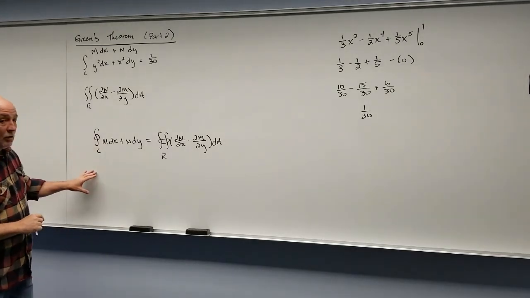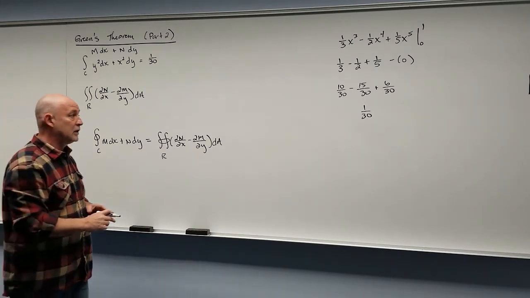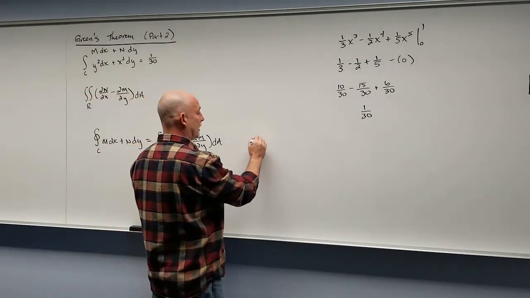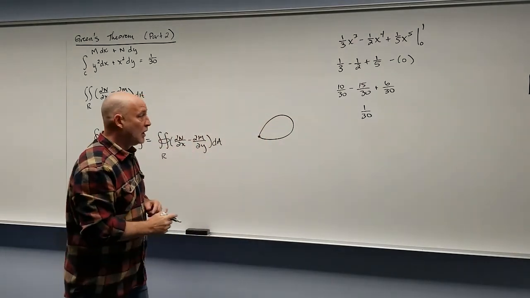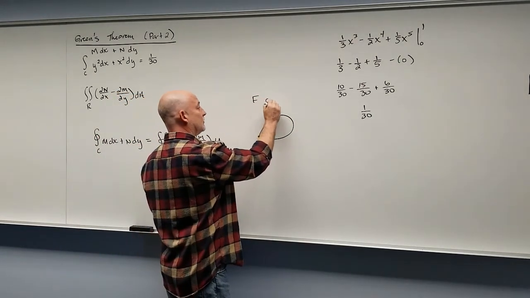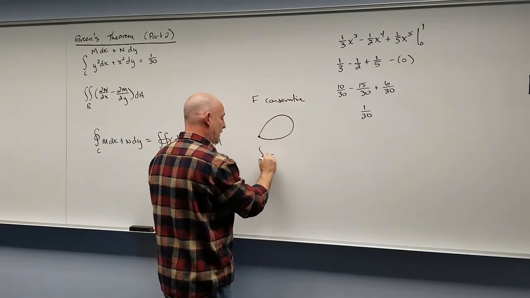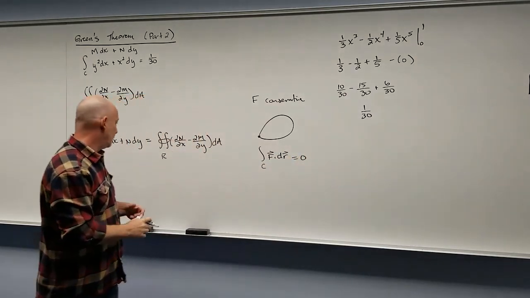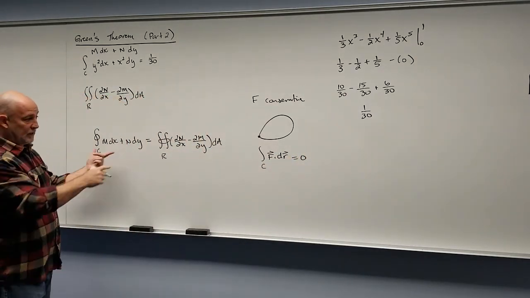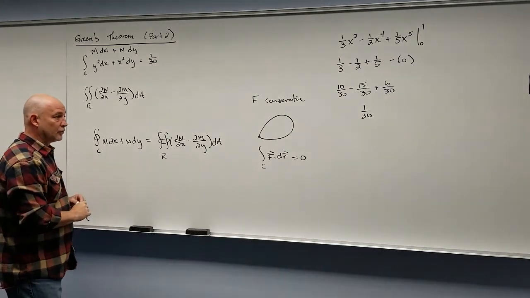Now we saw from a couple of sections ago that if we integrated in a conservative field and the curve was closed, went all the way back around, if F was conservative, then we knew the integral of F dot dr around C was 0. Remember, this is just the differential form of F dot dr. Now you can see that this also shows that it's true.